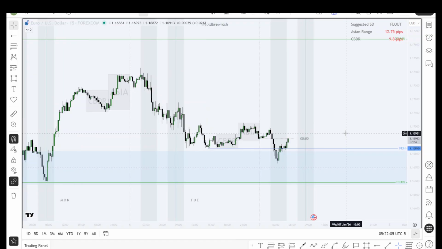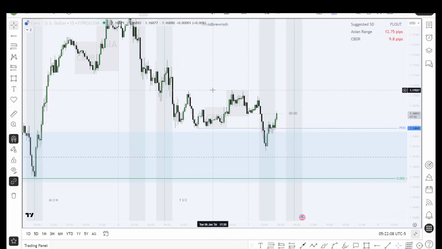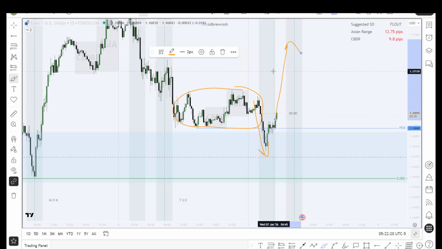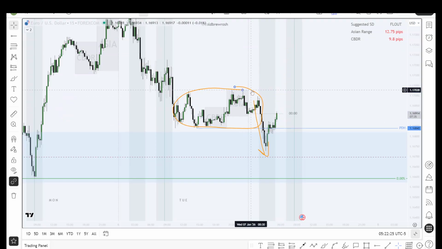So yeah, this obviously could also be seen as a power of three, like this whole portion. For me, this is consolidation, manipulation, and now I'm waiting for the expansion phase. So I'd like to see some more price action bullishness before entering longs.